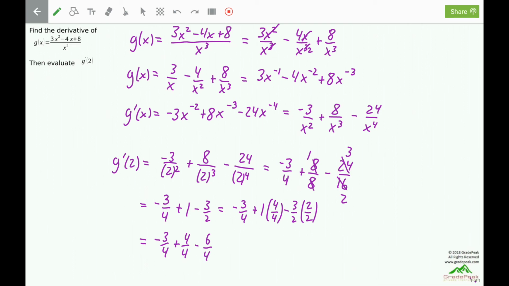Minus 3, let's add the numerators, plus 4, that's a 1, and then minus a 6, that's a negative 5, and all of that goes over that common denominator. And so I'm ending up with negative 5 over 4.